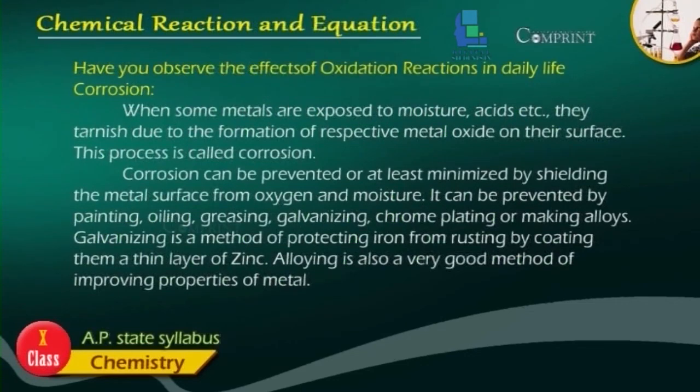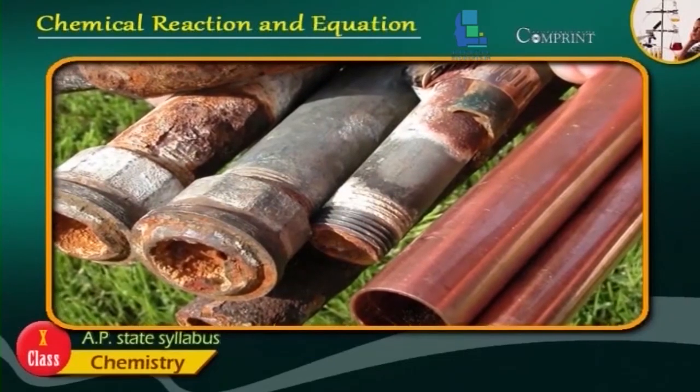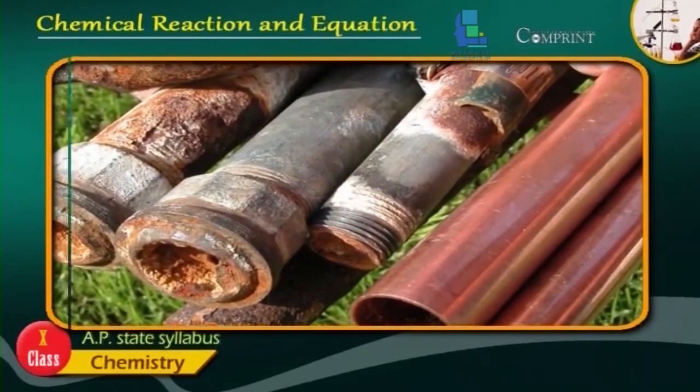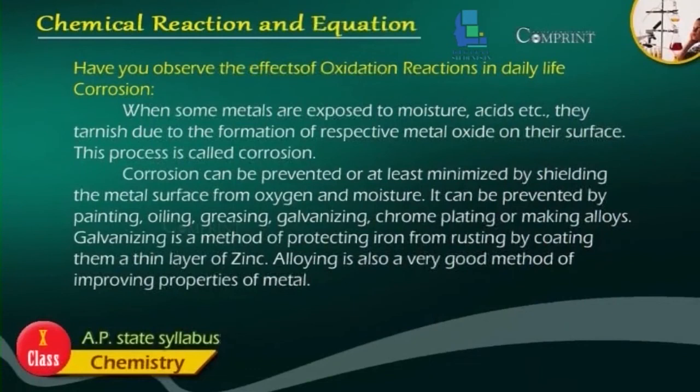Have you observed the effects of oxidation reactions in daily life? Corrosion. When some metals are exposed to moisture, acids, etc., they tarnish due to the formation of the respective metal oxide on their surface. This process is called corrosion. Corrosion can be prevented or at least minimized by shielding the metal surface from oxygen and moisture. It can be prevented by painting, oiling, greasing, galvanizing, chrome plating, or making alloys.